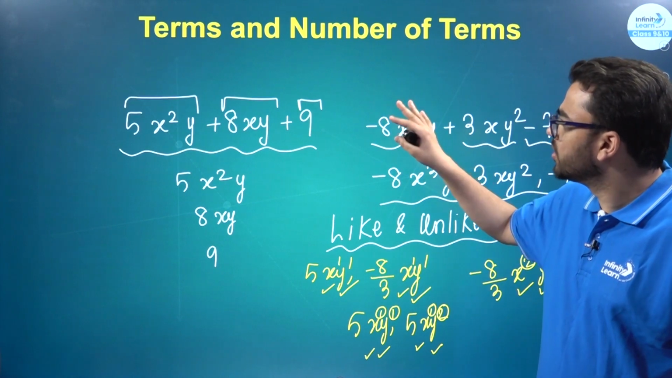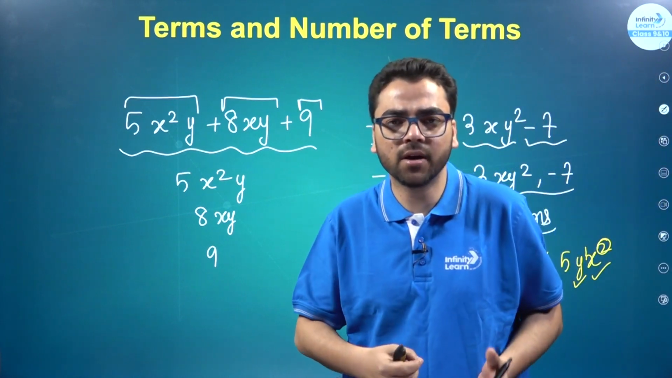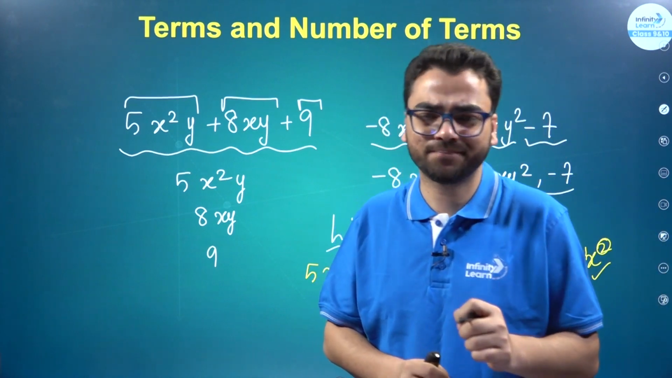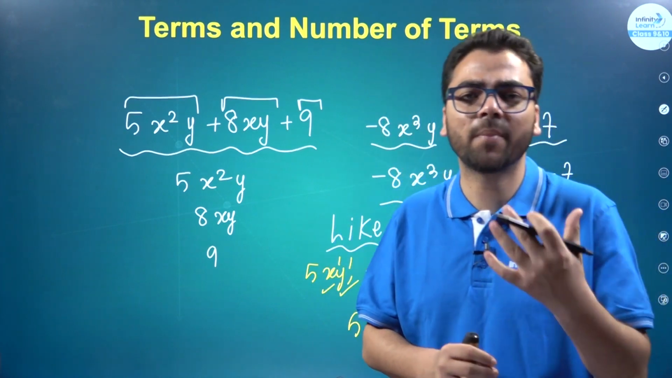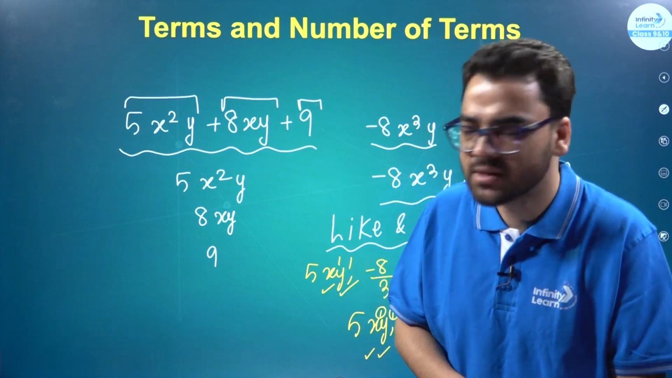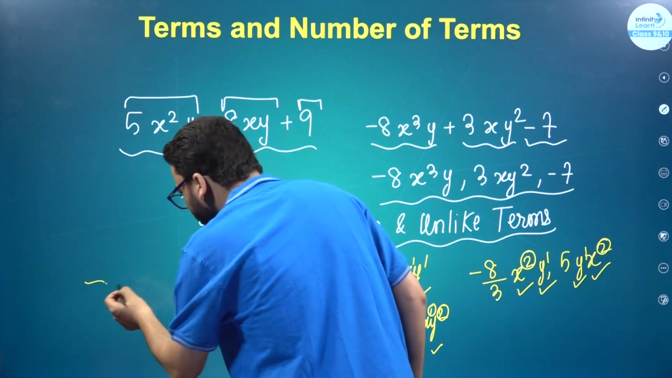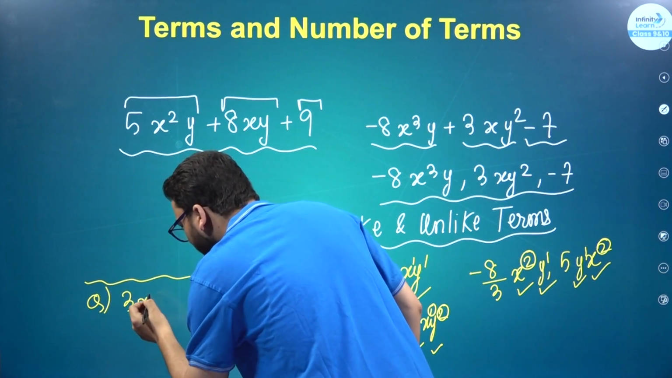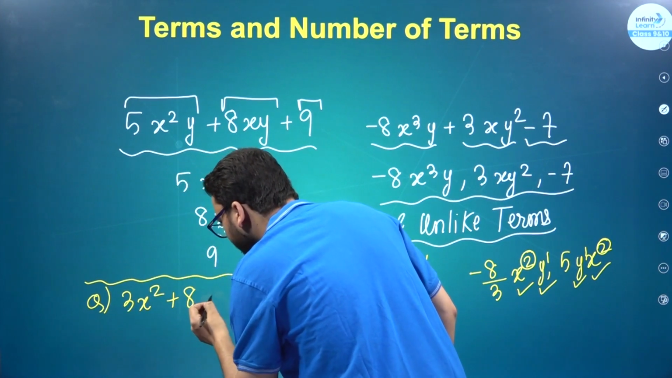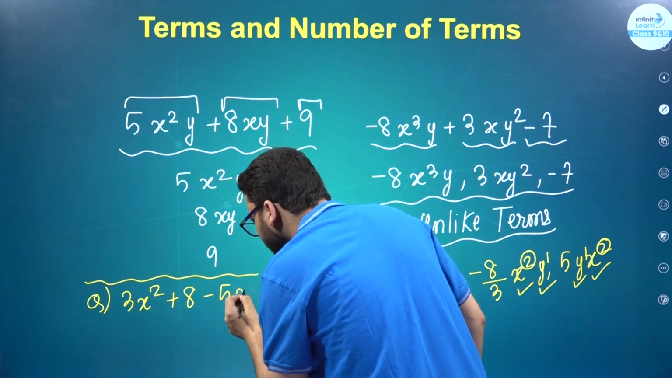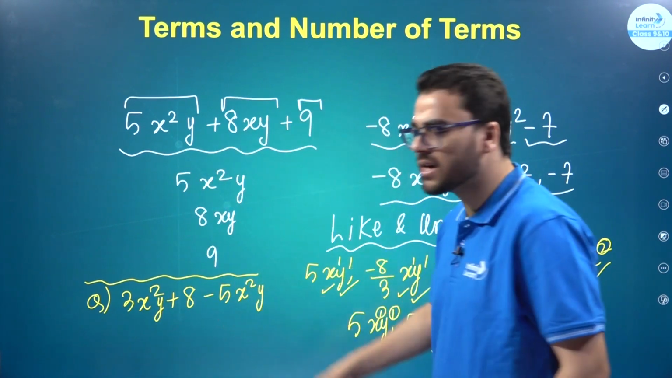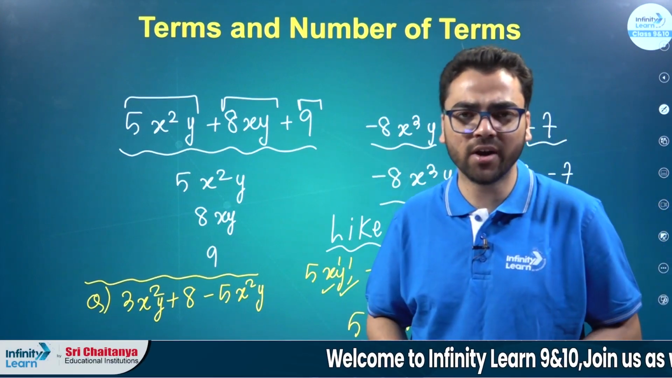Now over here, you know about the number of terms, and on the basis of the number of terms, you decide something called monomial, binomial, trinomial, right? So for example, I give a small question like 3x square plus 8 minus 5 x square y. Suppose something like that. This is also x square y. So is it a monomial, binomial or trinomial?